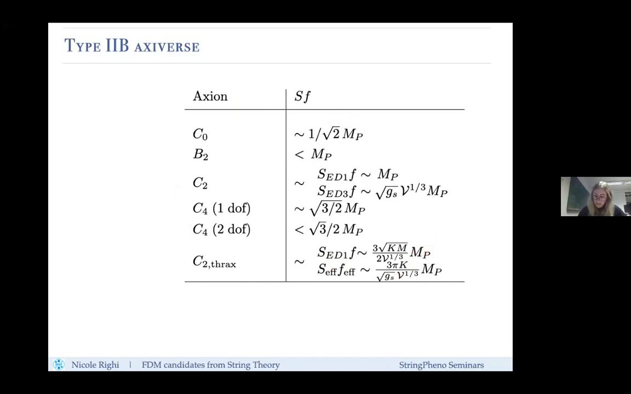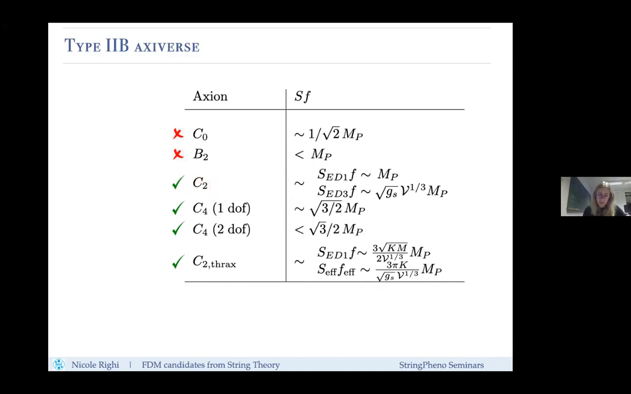And all these values that you see in this column are computed for the easiest geometries that you can think of. So, for example, a very small number of h11. So we take h11 equal to 1 or maximum 2. And we see that C0 and B2 cannot be viable candidates because notoriously they are stabilized at higher energies and therefore they will have high masses. However, all these other candidates are actually viable candidates.